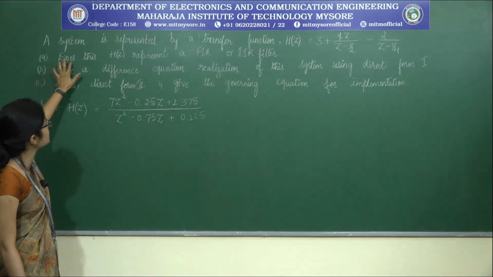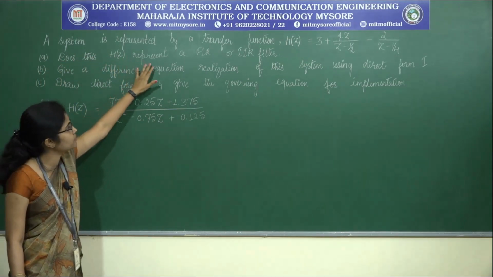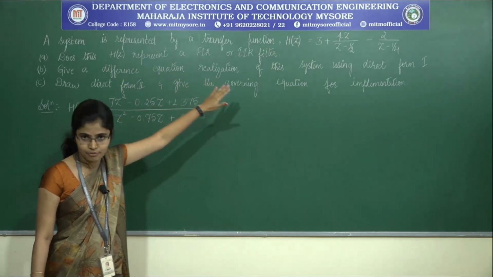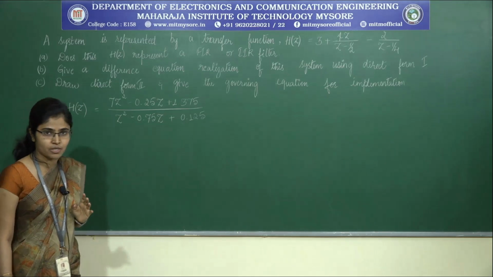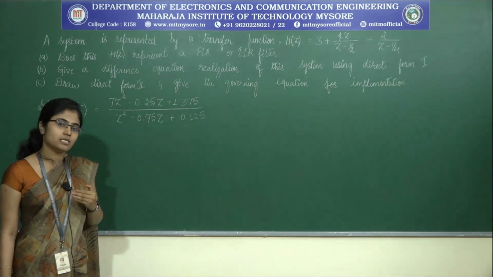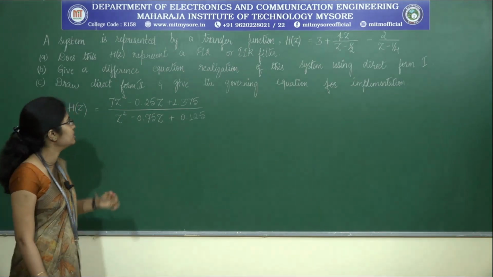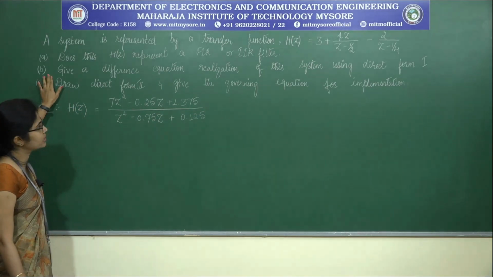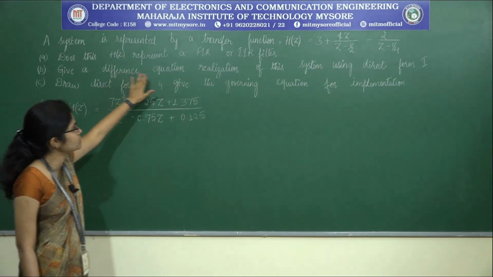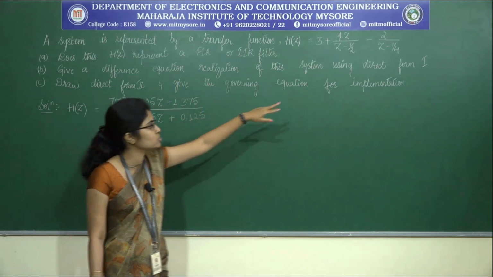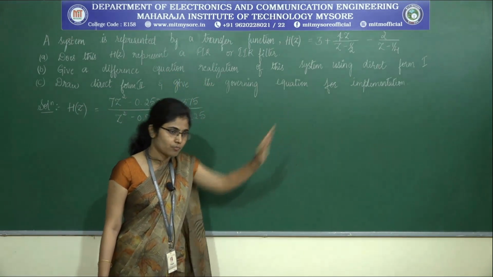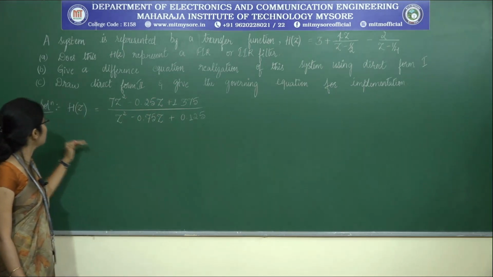The first one is, does this H(z) represent a FIR or IIR filter? So with the help of the given transfer function, we need to tell whether it is an FIR or an IIR filter. In the second question, they are telling us to find out the difference equation, and to draw it using direct form 1.